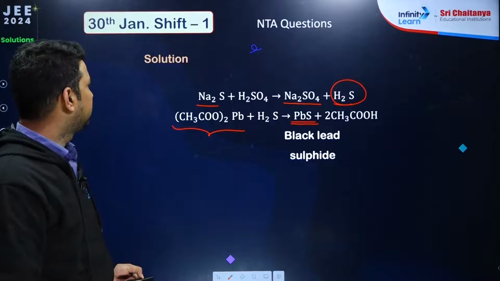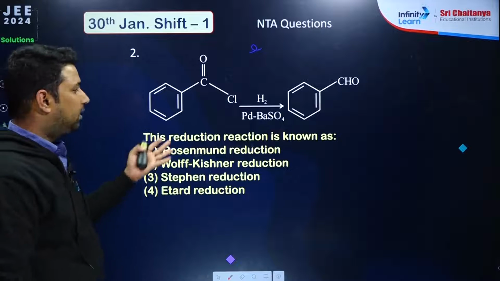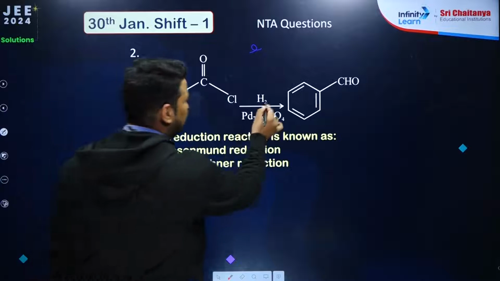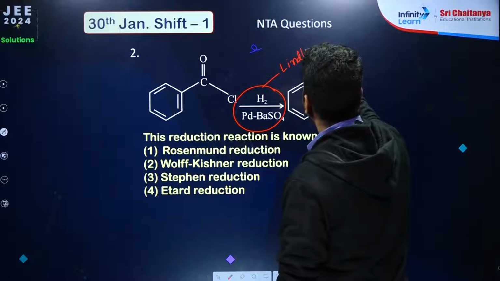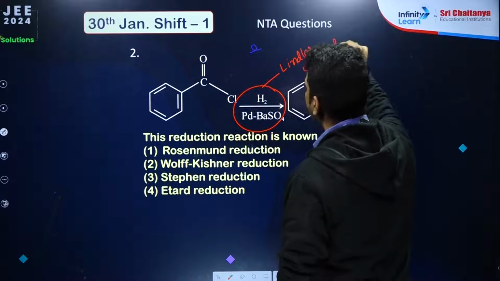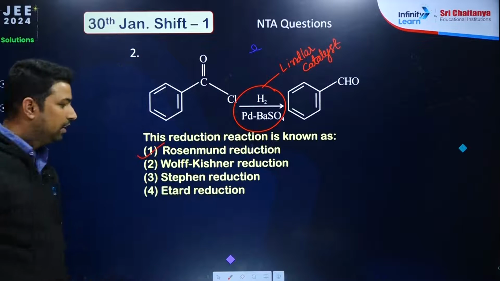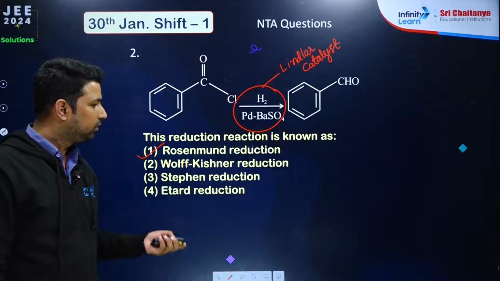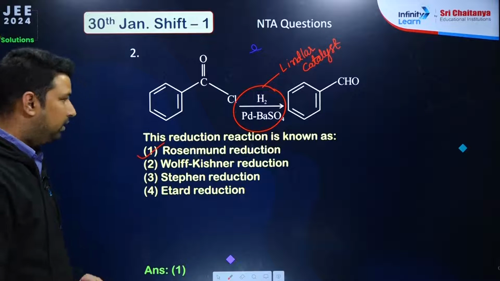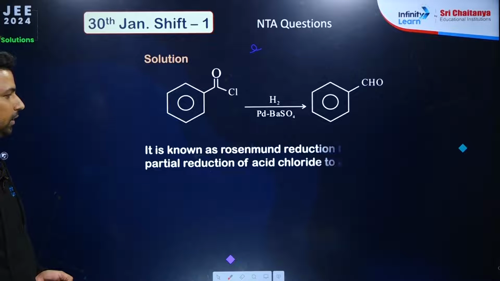So question 1 was that. Now question 2. They are asking about the name of the reaction. H2 with Pd/BaSO4 is Lindlar catalyst, and this reduction is called Rosenmund reduction. It was completely taken from the NCERT chapter aldehydes and ketones. It is basically the preparation of aromatic aldehyde. So answer 1 will be correct. This is the solution given.